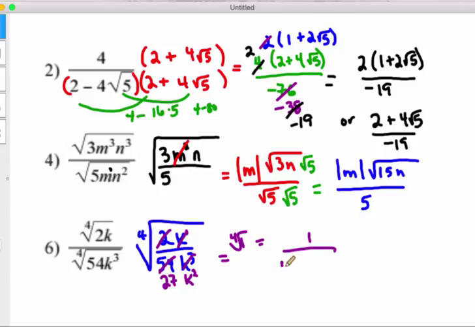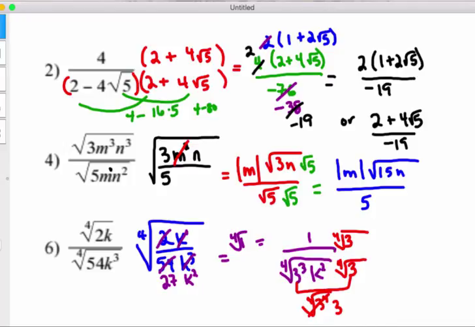My denominator, I'm going to rewrite this as 4th root of 3 cubed k squared. So in order to rationalize this expression, I need a little bit bigger 4th root so that I can have it simplify. So do you agree that if I multiply top and bottom by 4th root of 3, I will now have 3 to the 4th power. Fourth root of 3 to the fourth power should come out as 3.